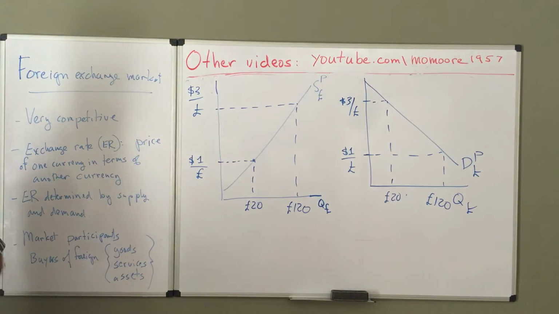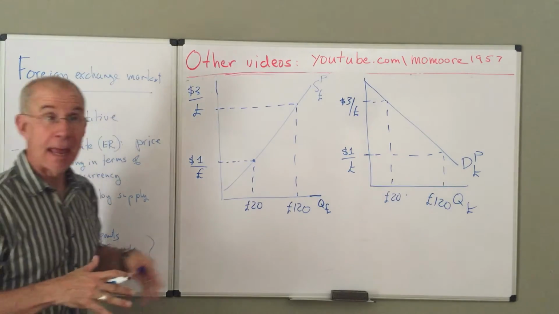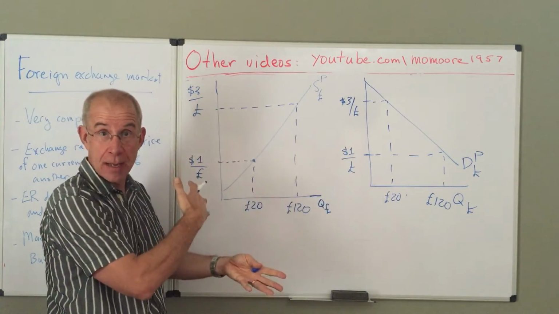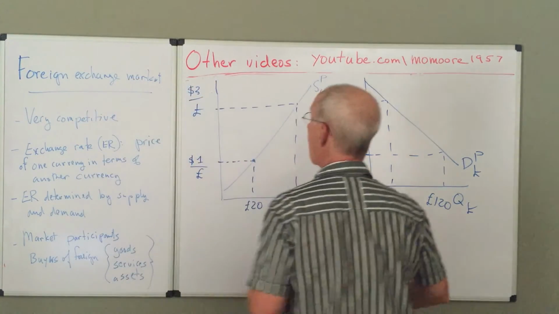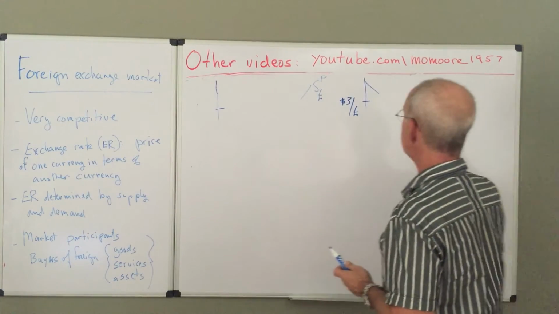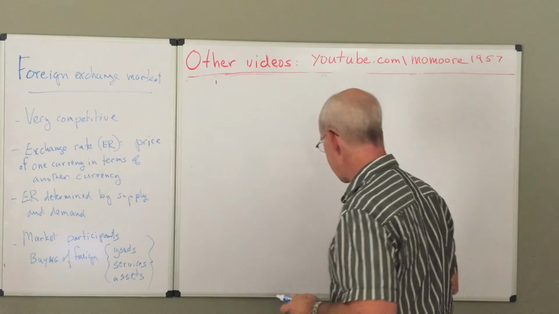But now we want to talk about the equilibrium price. And when we talk about the equilibrium price, we want to bring this supply and demand together. So let me redraw this using the same numbers.